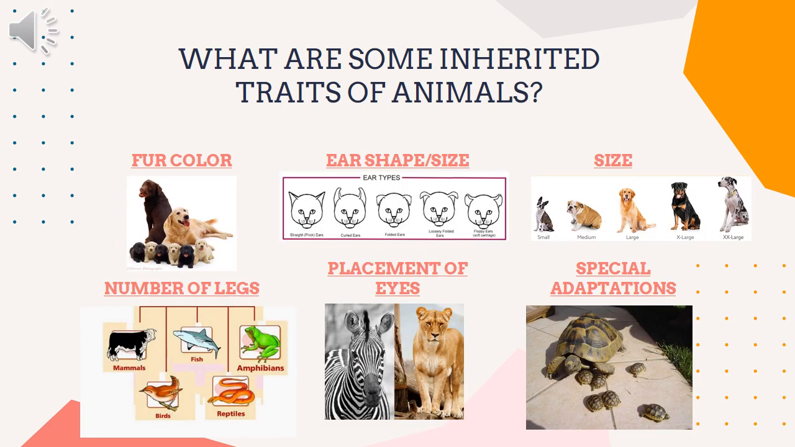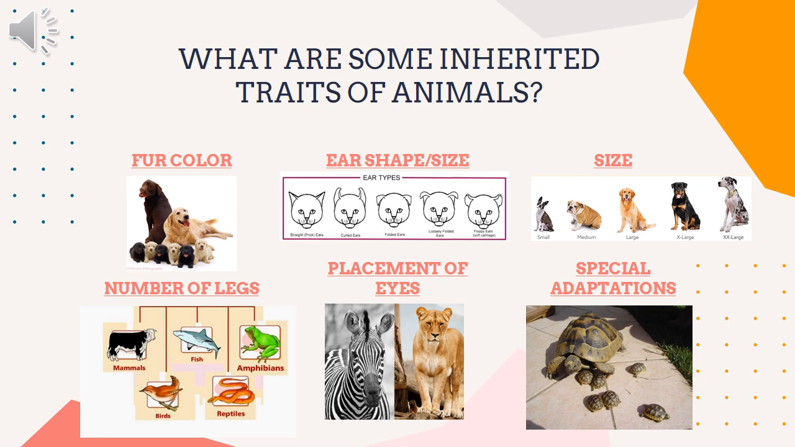Next, we'll look at what are some inherited traits of animals. Yes, I know that people are animals. However, the traits that we're talking about that people inherit are slightly different than the traits we're talking about for animals. So for animals, I have fur color, which is similar to the hair color in people. But if you look here, the one dog has the chocolate fur and one dog has the blonde fur, and you can see the puppies got one or the other from the parents.